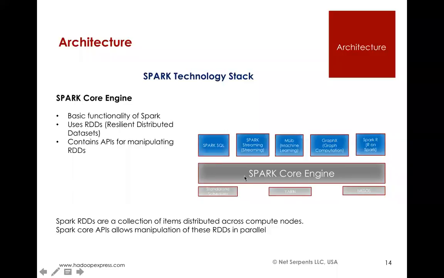So the Spark core engine contains these APIs, which actually help you in dealing with the RDDs as they are created when the data flows in from different sources. So Spark RDDs are a collection of items which are distributed across compute nodes. And Spark core APIs allow manipulation of these RDDs in parallel. So this means that it's not just one single data set that you deal with. You deal with multiple RDDs, and all of them are processed in parallel when you use the APIs from Spark.